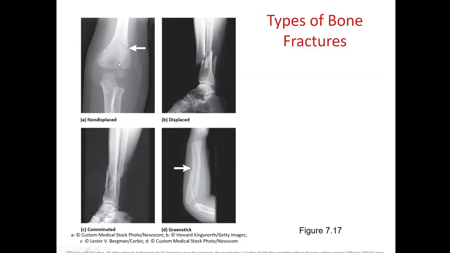When we look at these x-rays, this is a non-displaced. You can see that the bones are still lined up very nicely. This is displaced. This one is going to have to be manipulated and lined up again. Comminuted is where there is multiple breaks. Greenstick is usually seen in children. This is where the bone is bent on one side and broken on the other. They have more collagen fibers. Their bones are a little bit more flexible.